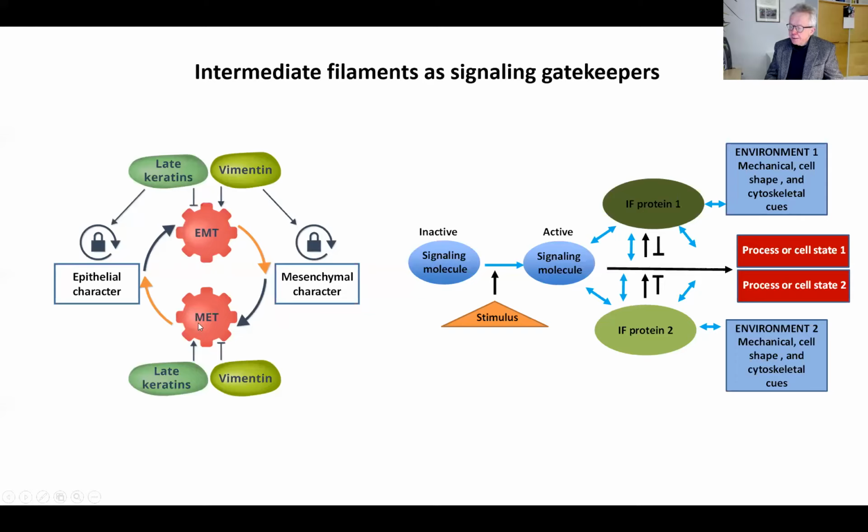And if we take the EMT and MET, which is the reversal, one could say that late and early keratins would be the opposite. Late keratins and vimentin would be the opposite in terms of letting it go. If we take it to a signaling system, one could guess that there are signaling molecules that in one system would interact with IF protein 1, in an environment 1, regulating process number 1. Now we switch system, we have a stimulus, we get another IF protein, we have another environment, other interactions, and other functions which are determined by the next IF protein. So much about physiology.